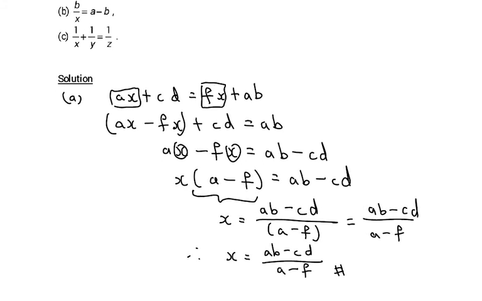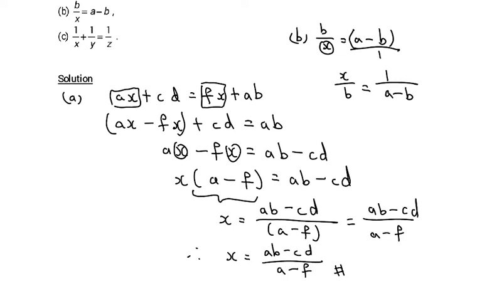Okay, let's move on to B. In B, you are told that B over X equals to A minus B. So we need to make X the subject. Now first, on the right hand side, it's understood there's a bracket, so I put it over 1. Now since there's only one fraction on the left and one fraction on the right, I can flip both sides to form X over B is 1 over A minus B.